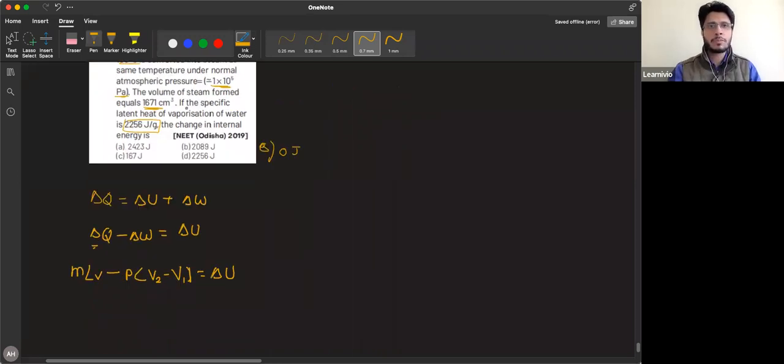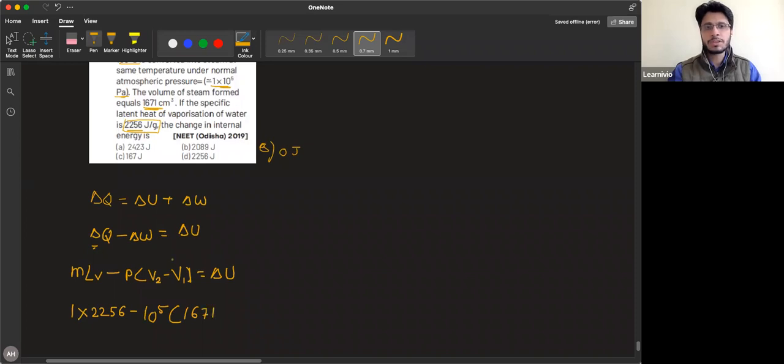So how much is the mass? Mass is 1 gram. How much is the latent heat? It's 2256 joule per gram. So it's already in per gram, so no need to convert it. So 2256 minus pressure. How much is pressure? It's 10 raised to 5 pascal. Then final volume, which is 1671.